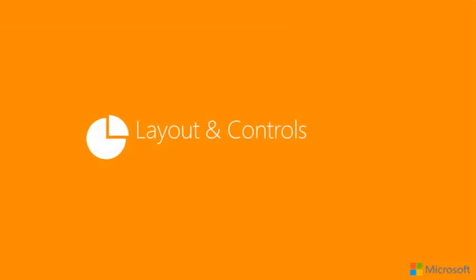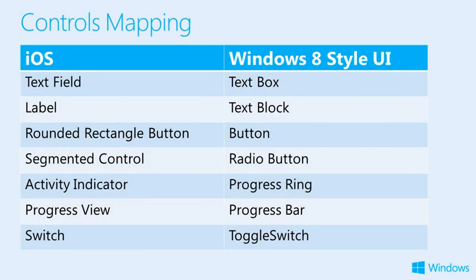So far, we have discussed the principles of Windows Store Apps UI style. Now let's take a look at controls we can use in Windows Store Apps. Some of the iOS controls can be mapped to similar Windows Store style controls. For example, you can use text block controls as a replacement for label controls in iOS. You can refer to this table for more available controls in Windows 8 for replacement.